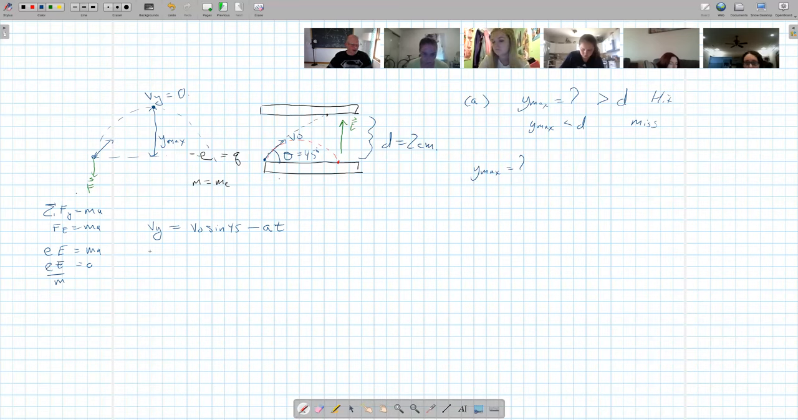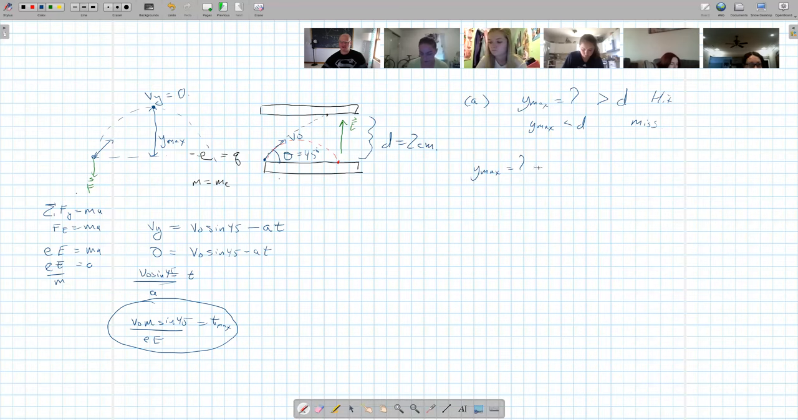Good. So as Katie said, what has to be true is by the time it reaches max height, the y portion of the velocity must be equal to zero. So we can write this as V initial sine of 45 degrees minus A times T. Solve for T. So T is going to be equal to V initial sine of 45 degrees, all divided by the acceleration. Well, that's the same thing as V initial times the mass times sine of 45 divided by e times E, which is equal to the time. Everything's okay? So this is the amount of time that it takes to get to max height. If you want, you can call that T max.